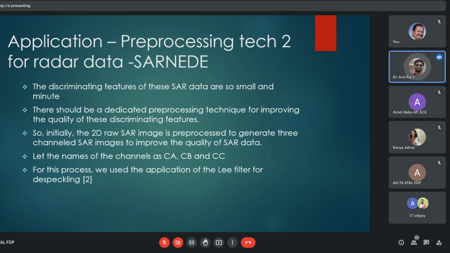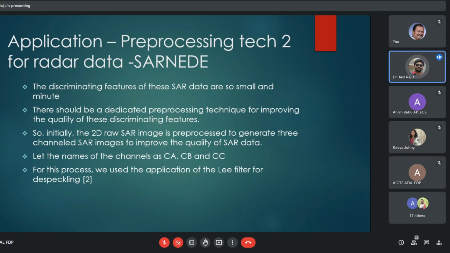Here we are only using the magnitude data of the SAR data. We are avoiding the phase data. Let us see how the magnitude alone can give good results by using a custom pre-processing technique. Initially, the 2D raw SAR data is pre-processed to generate multi-channel SAR images to improve the quality of the SAR data. From various experience, we can interpret that learning from different structured channel data gives better accuracy and also speed, where speed means frames per second or performance speed.